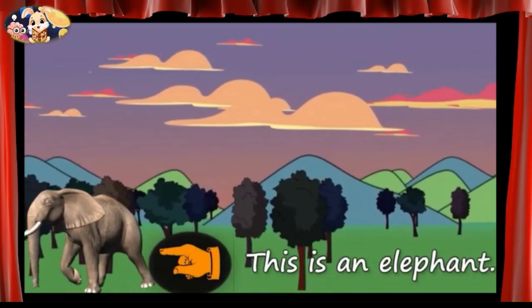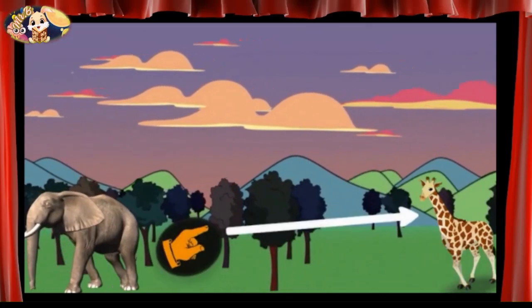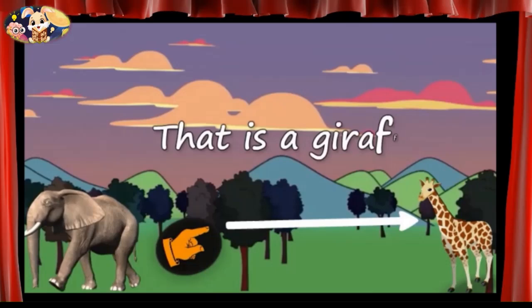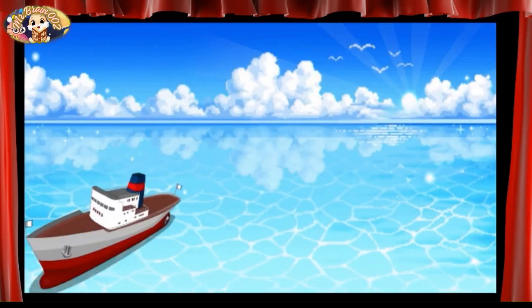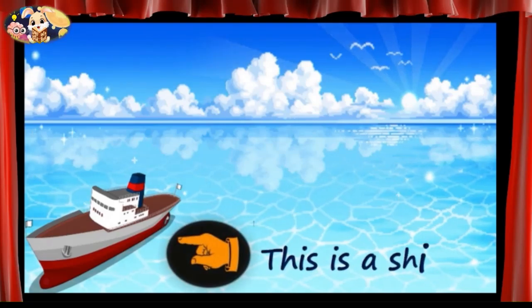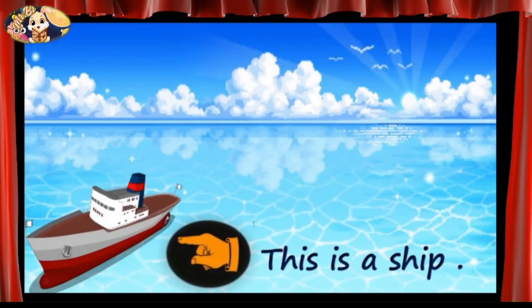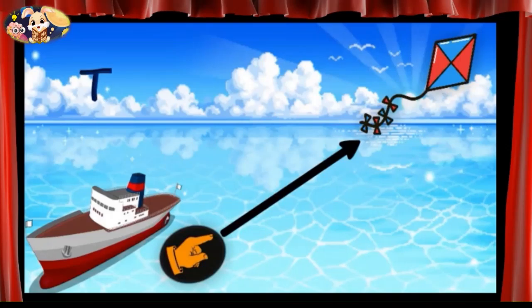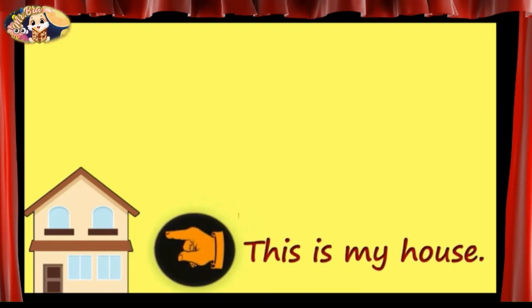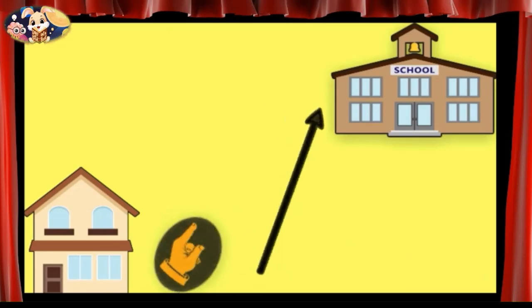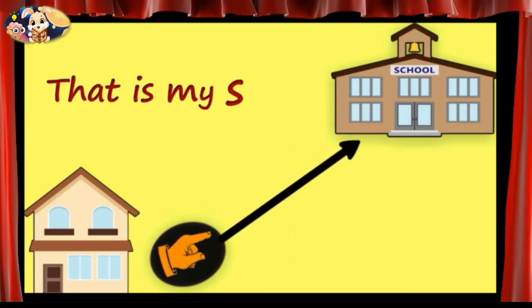This is an elephant. That is a giraffe. This is a sheep. That is a kite. This is my house. That is my school.